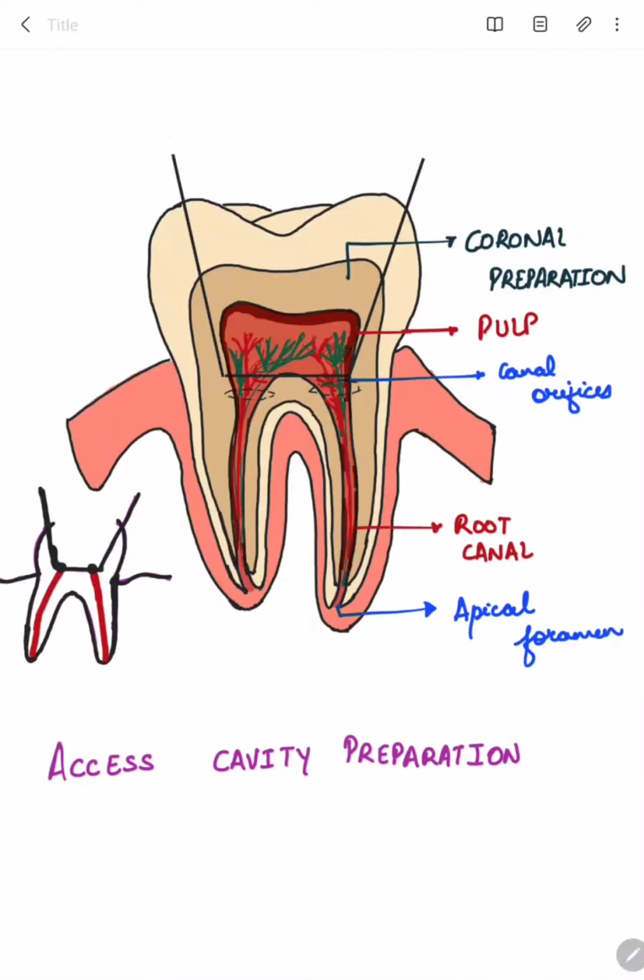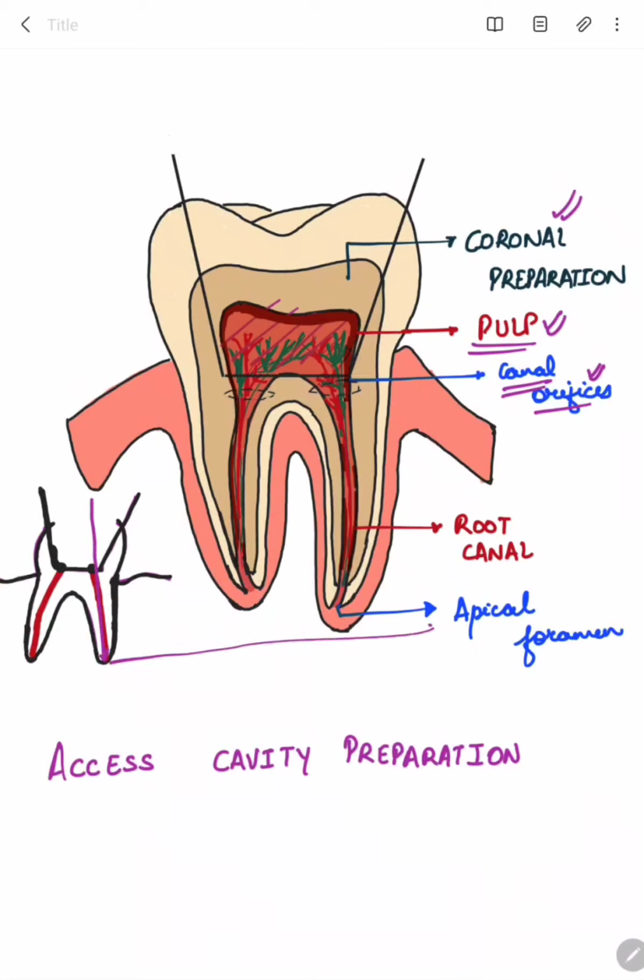right? Now what is access cavity preparation? It is basically a coronal preparation, in which we are supposed to unroof the pulp chamber. So this is the pulp chamber present. We are supposed to open this pulp chamber and remove all the coronal pulp tissue, whether it is necrotic or vital, from the crown portion of the tooth, so that we can easily locate the canal orifices and achieve a straight or direct line access to the apical foramen.